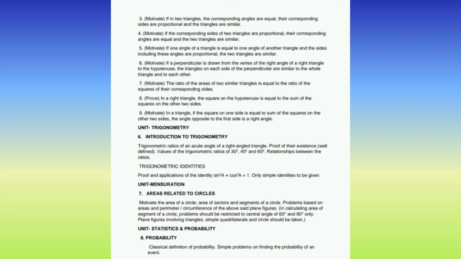The area of the first triangle by the area of the second triangle is equal to the first side squared by the second side squared. You apply this formula, and this type of question will come in your examination.